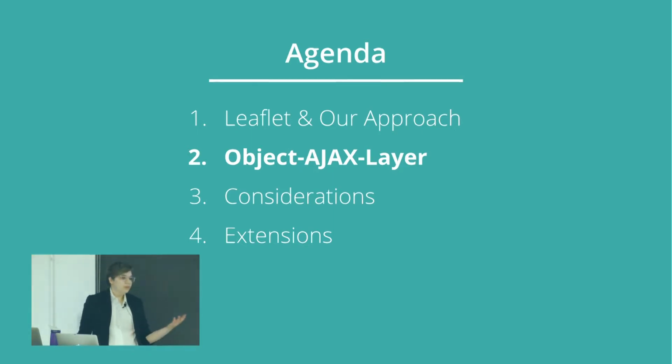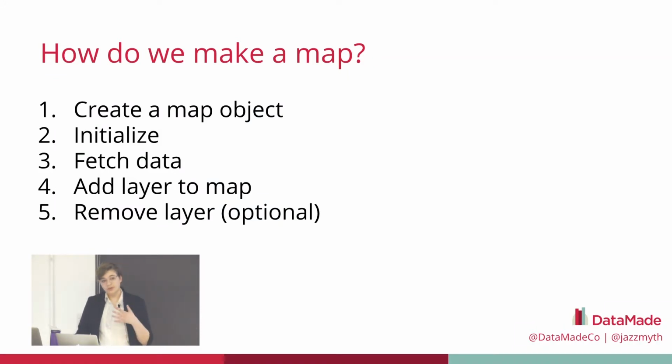So how do we make a map? First, we create a map object. Then we initialize the map. We fetch data, and then we add that data to the map in the form of a layer, and then we remove the layer. So in this talk, I'm going to be showing a lot of code, but hopefully I'm also going to try to explain it conceptually, and there'll be plenty of time to ask questions at the end, and I'll also pull up a more interactive code example.